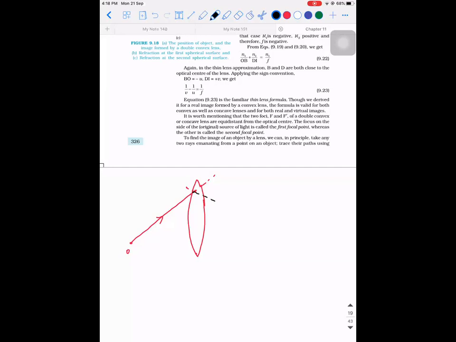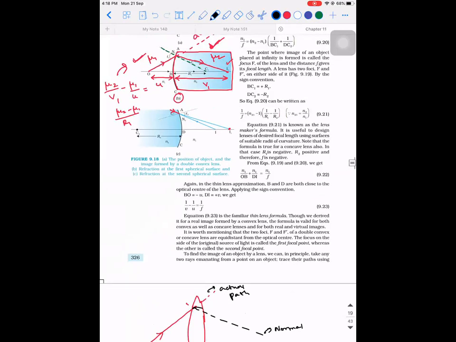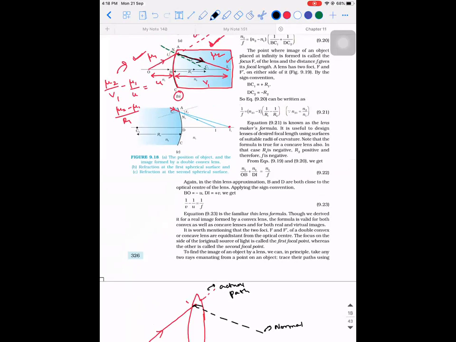So, it is going like this. This is the normal. And this is the actual path. Now, what did I say is happening inside after encountering the first refracting surface? What is happening to the refracted ray? The refracted ray is bending more towards the normal. That is how the scenario is considered, right? It is bending more towards the normal. That is how we have considered.